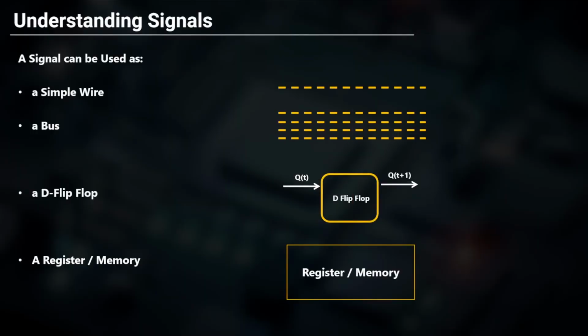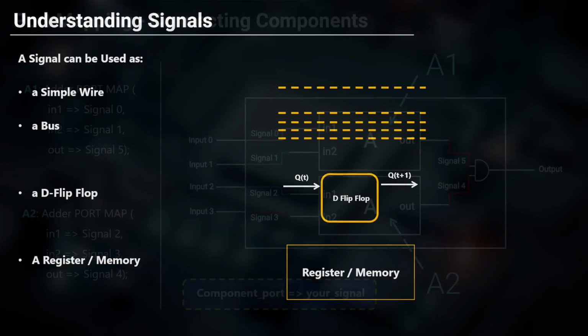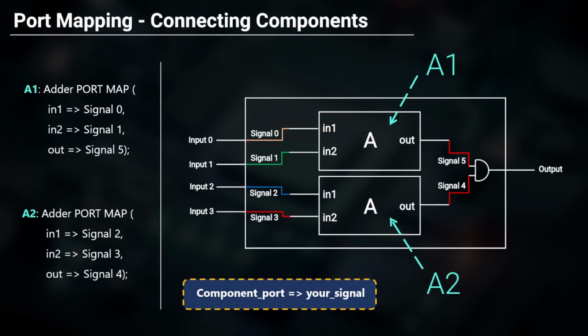Before we continue, I have to remind you what a signal can be used for. A signal can be used as a simple wire, a bus, a D flip-flop, a register, or a memory. Now we get to the port mapping part. In this part, we define our components and connect them together.